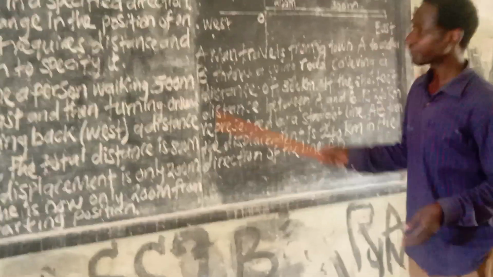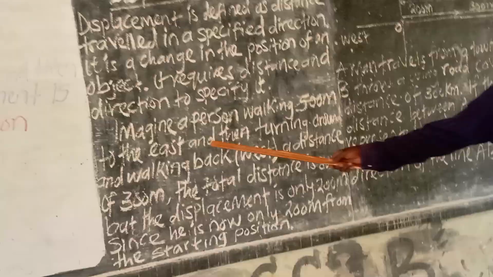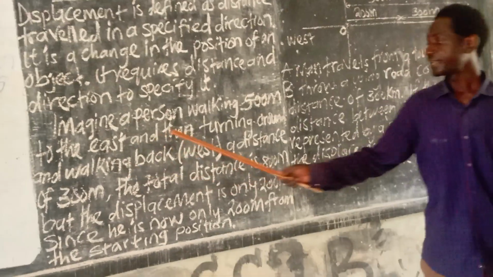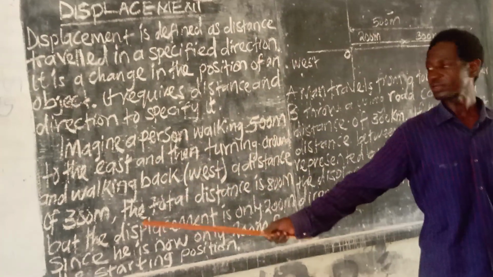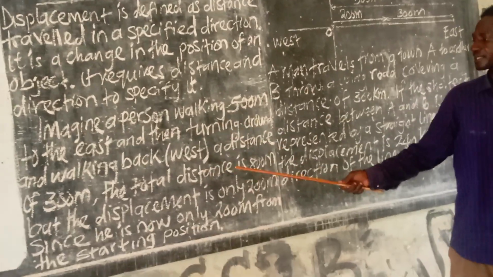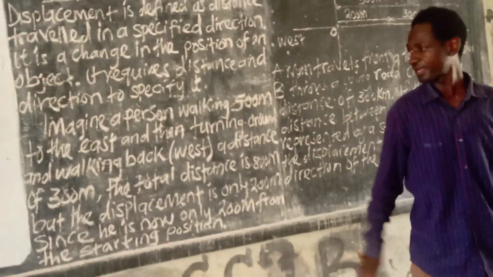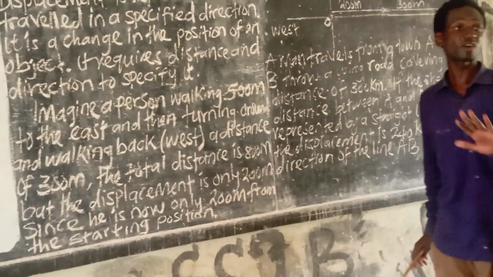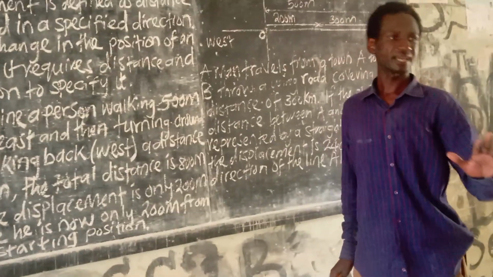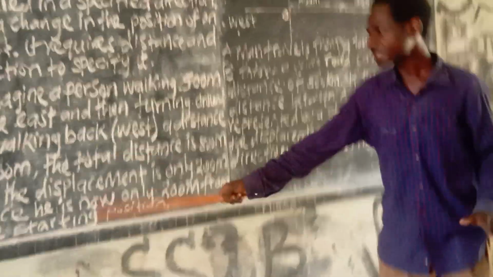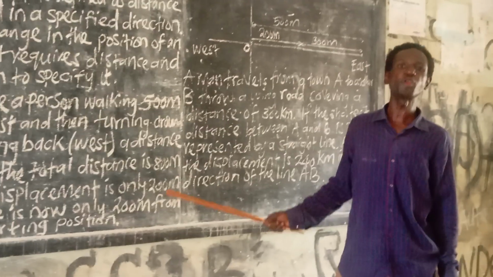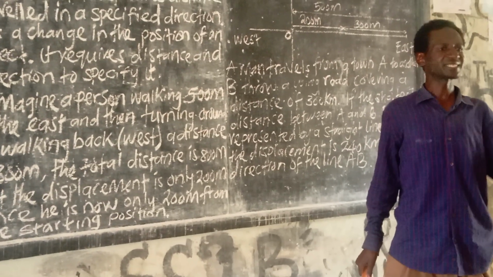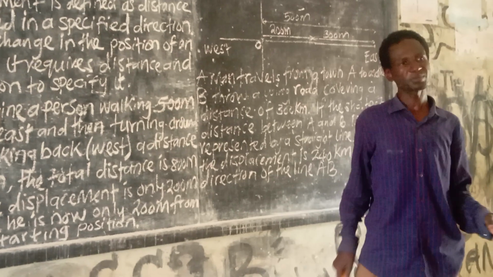So in the first example, when the person walks 500 meters to the east and then turns around and walks back to the west a distance of 300 meters, the total distance covered by the person is 800 meters. But the displacement is only 200 meters, since he is only 200 meters away from the starting position.